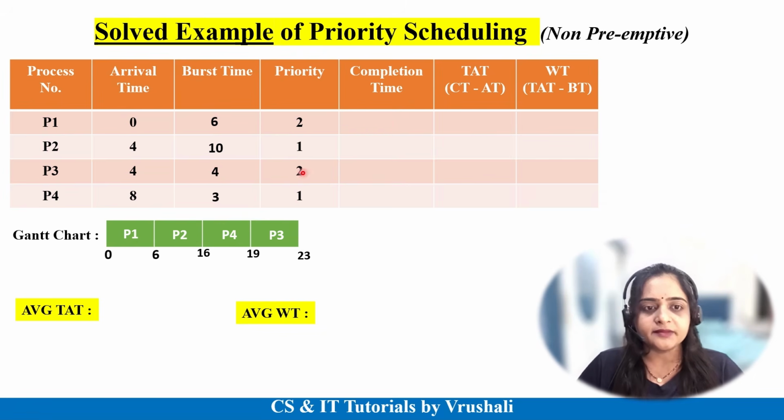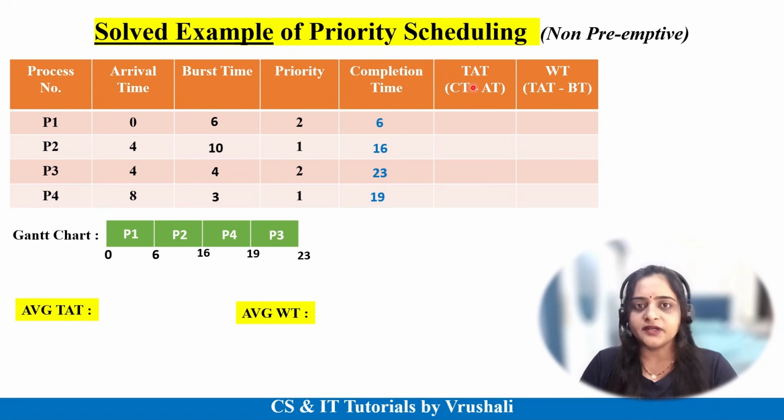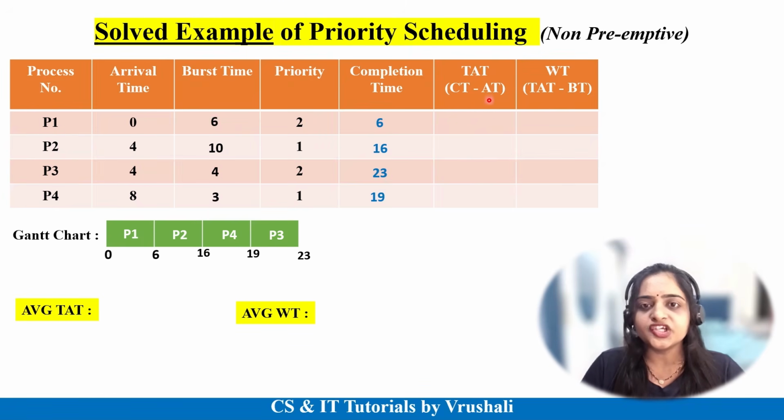Now to find out the values, first check the completion time. See, P1 completion time is 6, P2 completion time is 16. Next, P3 completion time is 23 and P4 completion time is 19. Clear? Now next, to find the turnaround time, that is arrival time to completion time, the formula is completion time minus arrival time. See, P1 completion time is 6, arrival time is 0. So 6 minus 0, 6. Next, completion time is 16 and arrival time is 4. So 16 minus 4 equals 12.